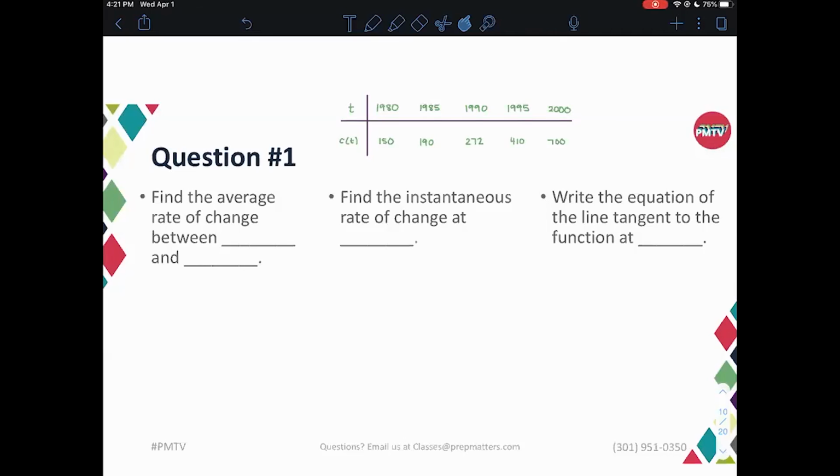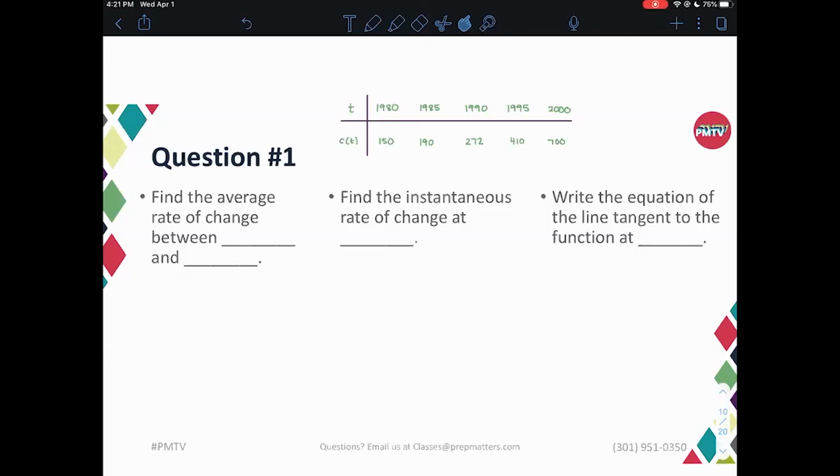But let's think about how we would handle this if we were given a table. We're not given the function. We can't necessarily write the function. We can think about what it looks like, but we can't write C of t equals blah, blah, blah. We probably don't want to graph this. We could graph points, but we really couldn't even graph a function. All we have is this table of information.